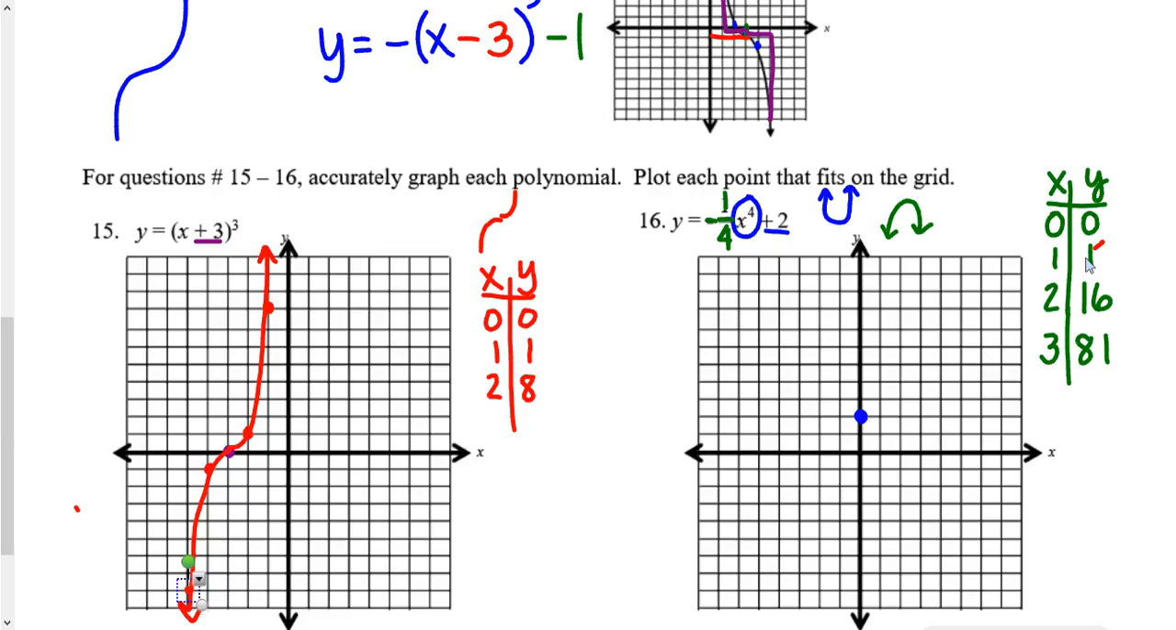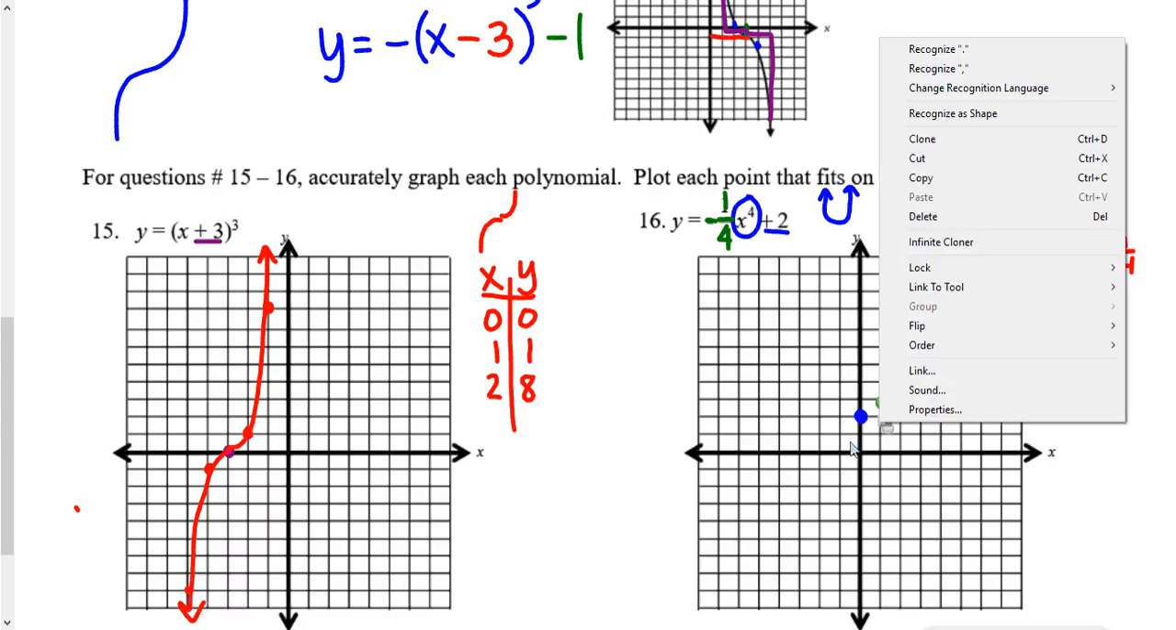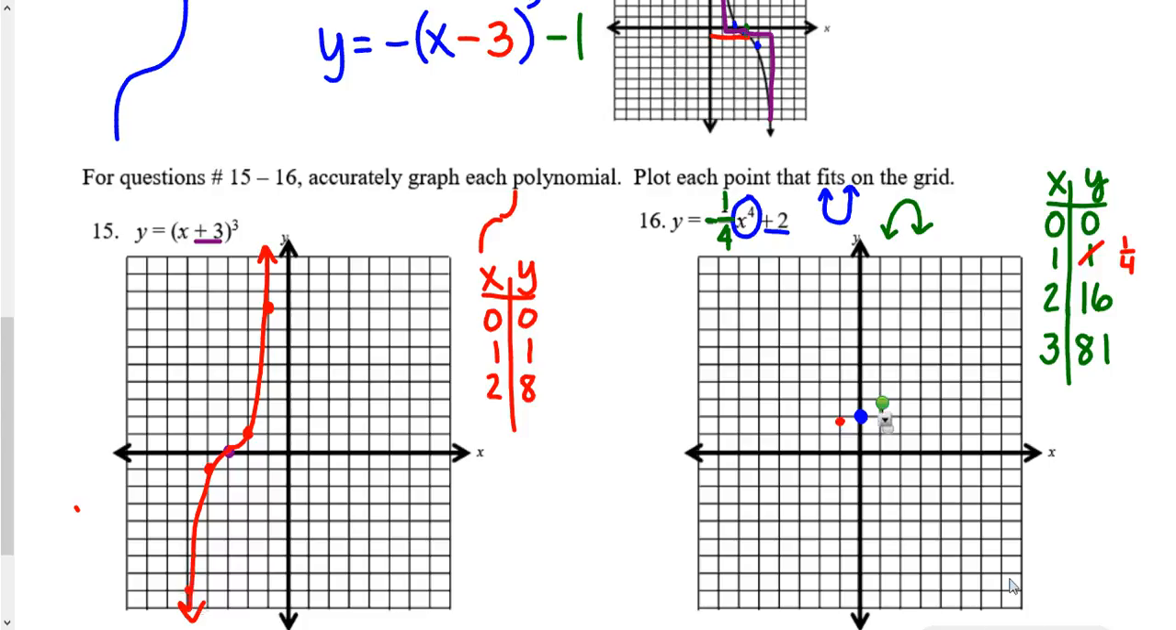So from my anchor point, I'm going to go over 1, and I'm going down a 4th. I can't put perfect points on the graph, but I can kind of ballpark where they go. A 4th of 16, that's a nice number, that's 4. So from my anchor point, I'm going to go over 2, down 4.